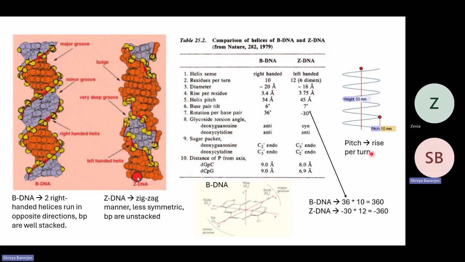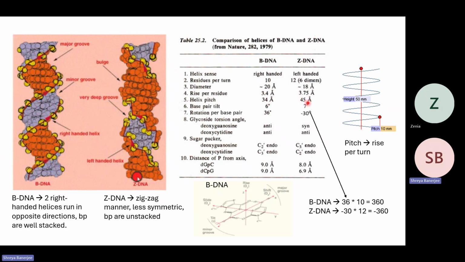Now we'll define a term called pitch. If the height is the total height of the helix, pitch is the rise per turn. For a single turn of the helix, how much is the rise, that is the pitch. So now if we look at the pitch, rise per residue is 3.4 angstrom for bDNA, and there are 10 residues per turn. So the rise for one turn will be 3.4 into 10, that is 34 angstrom.